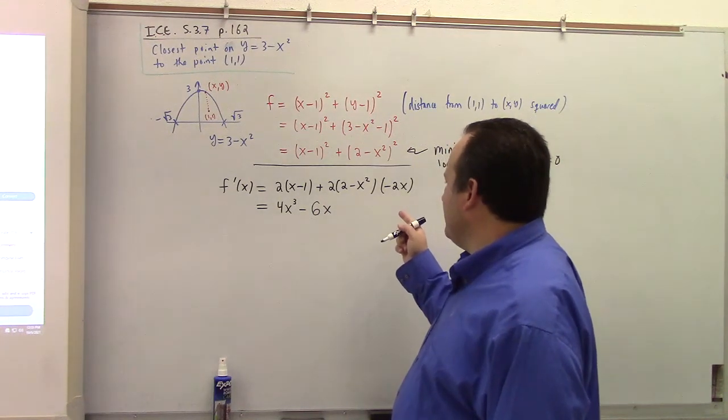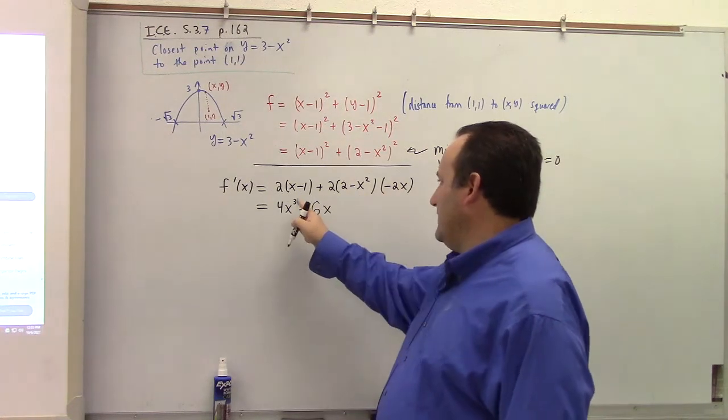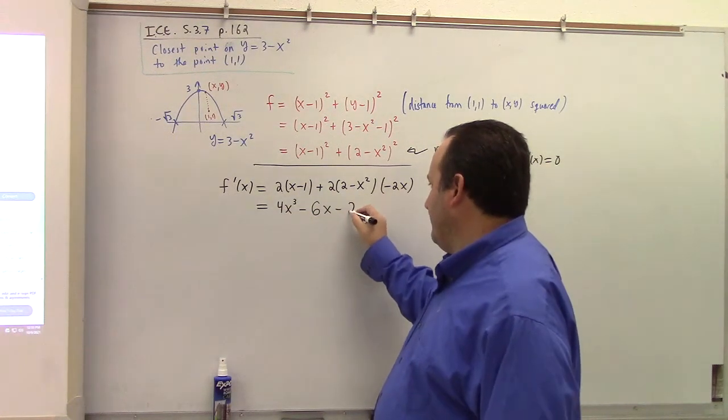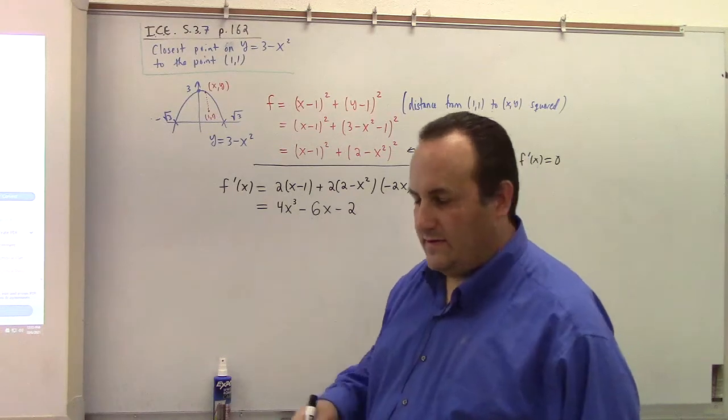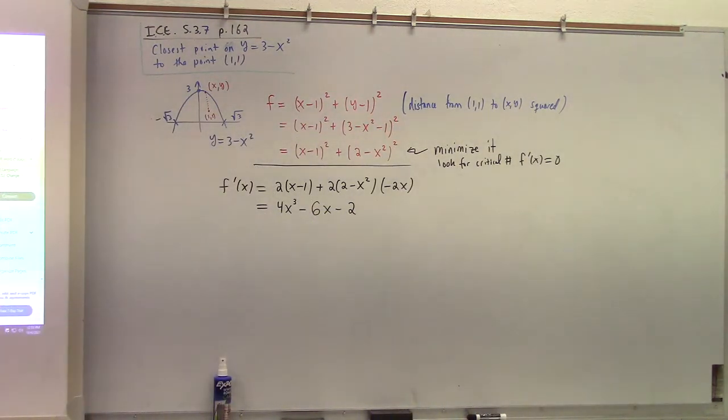Then what else do we got? I've taken care of the x's and the x cubed. The only thing left is the minus 2. So now you could expand that out in a couple lines if you want. That's how I do it. I just look for terms. F prime is 4x cubed minus 6x minus 2.